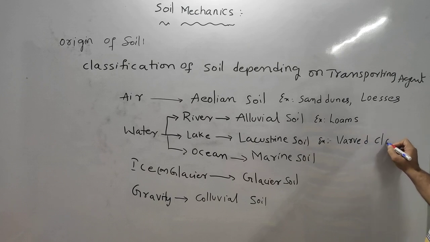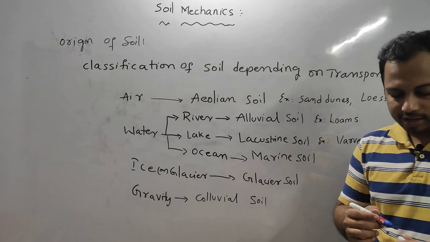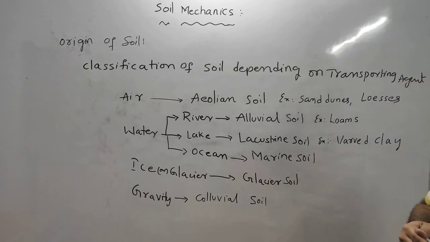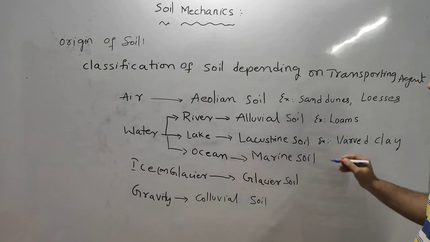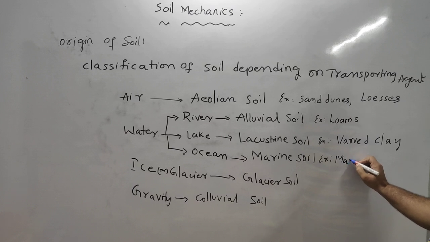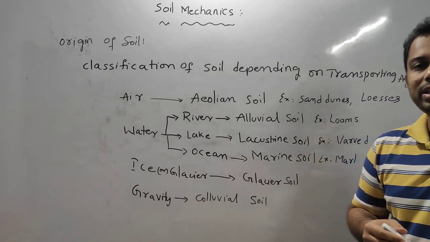Warwood clay is an example for lacustrine soil. And marine soils, marine deposits, the example is marl. Whatever the sand you are seeing on the seashore, that is different.